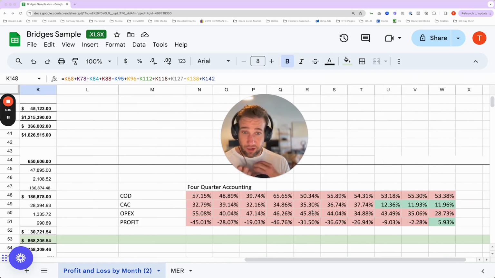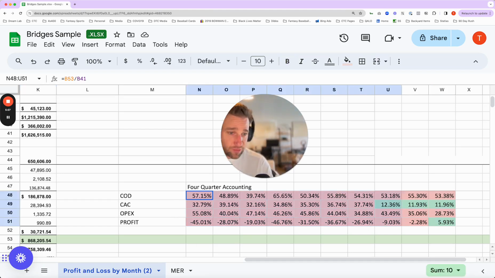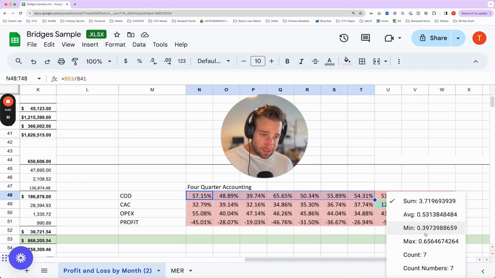You saw this in the P&L that we shared. If you go back to that first episode, if you go look at the template that I shared, you'll see this table where we have 4-quarter accounting broken up by cost of delivery, CAC, OpEx, and profit, and how much of the revenue is going into each category. And if we look at these initial months, you'll see that the cost of delivery average over that time comes out to, let's see here, about 53%.